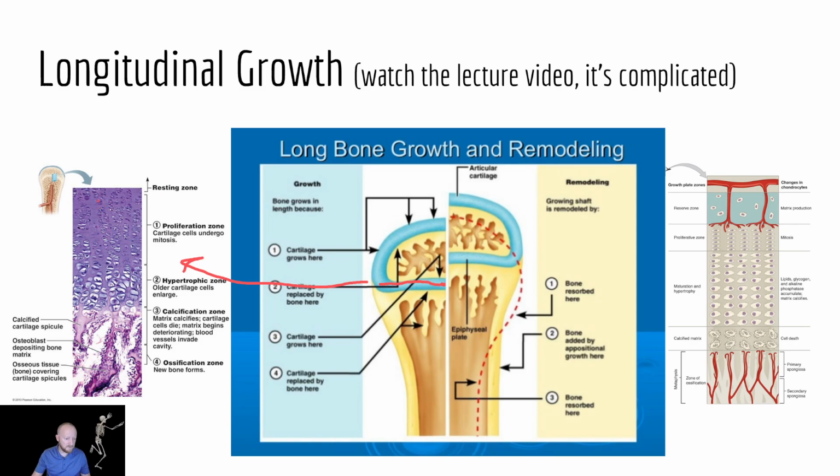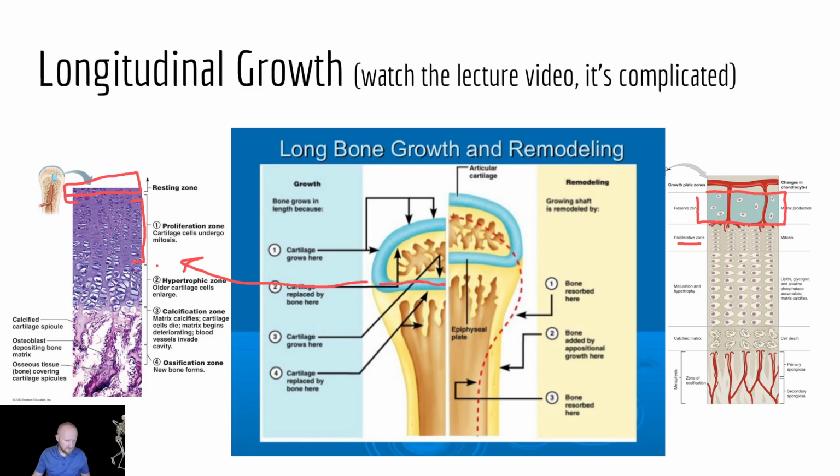But what's going on right here, we see over here on this side. At the very top, this resting zone, and on the other side here, it's called the reserve zone. This is our matrix production. This is expanding that cartilage, right? Right below that, the proliferation zone, from here to here, we have our chondrocytes, and they're undergoing mitosis. These cells are rapidly dividing in order to push that cartilage up.